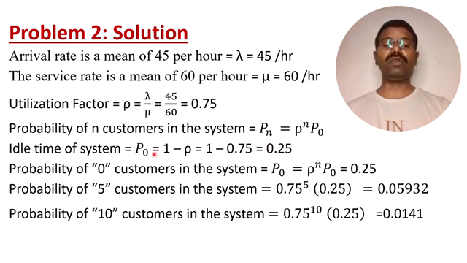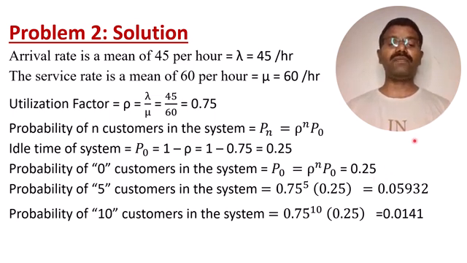P naught we need to find out. P naught is nothing but the idle time of a system. The idle time of a system, P naught, is equal to 1 minus rho, that is equal to 1 minus 0.75, that is equal to 0.25. Then the probability of 0 customers in the system is P naught. Rho power n means n is 0, so rho power n becomes 1 and it becomes P naught. So that will be 0.25.